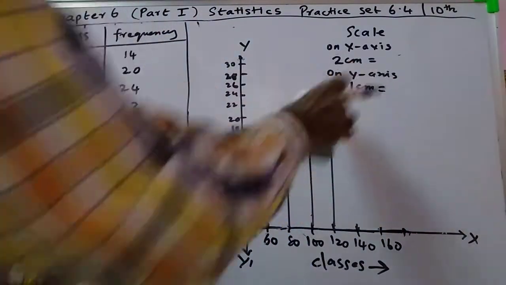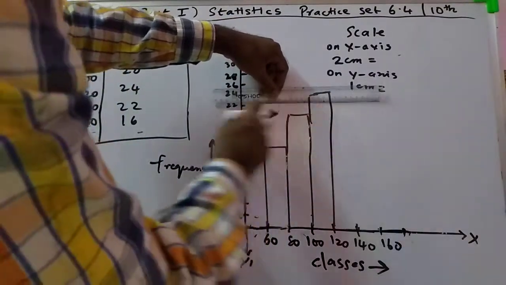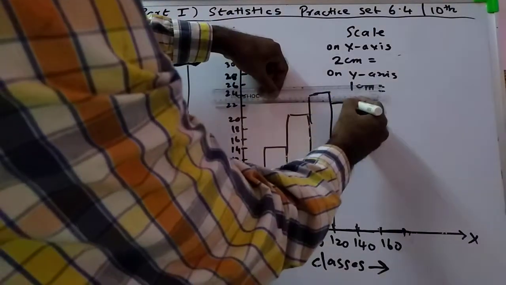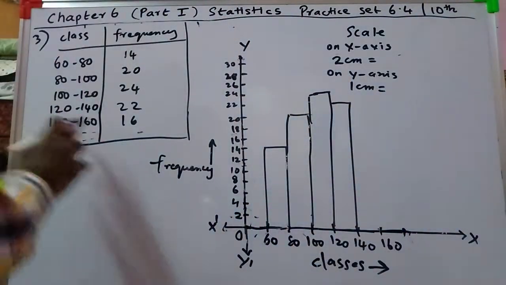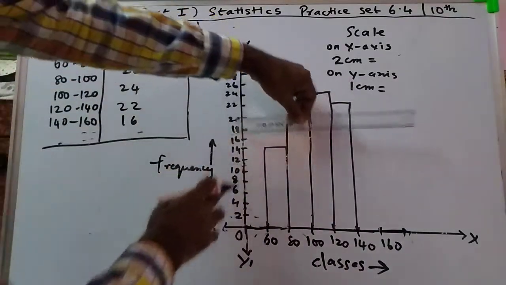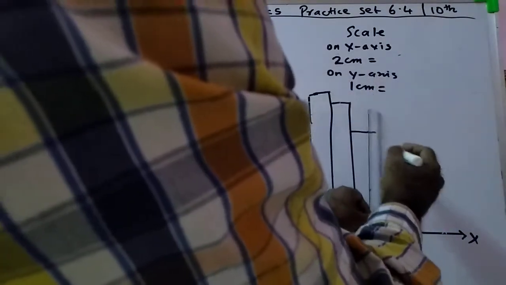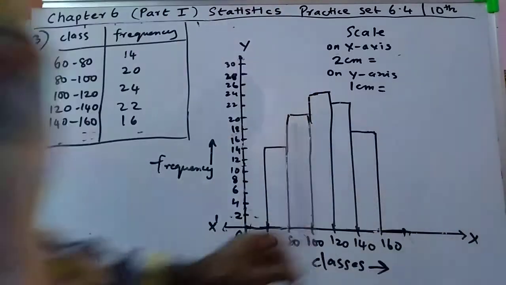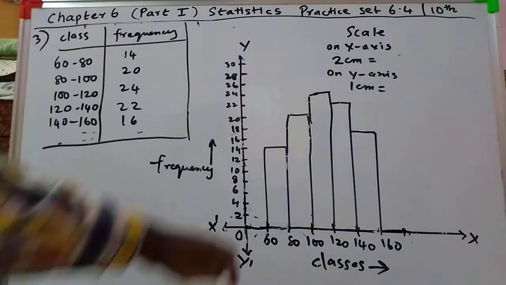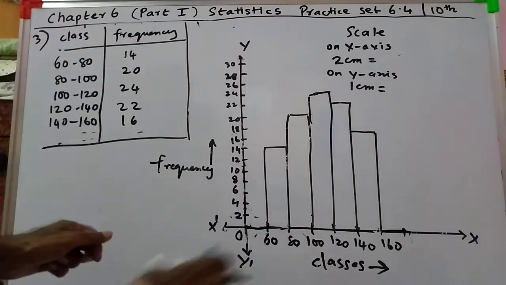Okay. Now 120 to 140 is 22. 22 is here. You connect this here. You'll get this one. And 140 to 160 is 16. 16 will come here. You just plot this here. Okay. That's all. And now you have to write for scale for 0 to 60. There are no values there. And you have to put crank mark.